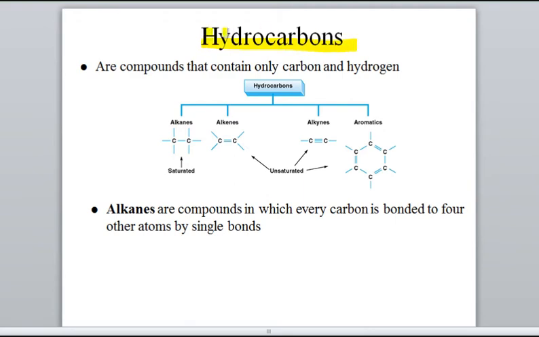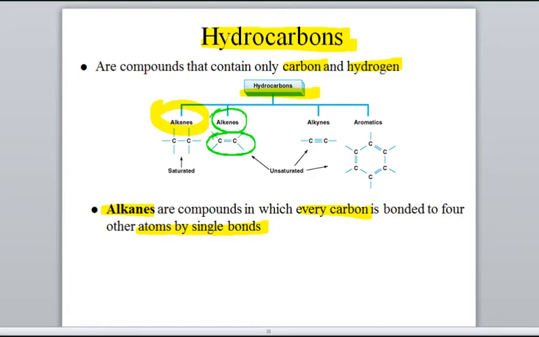Hydrocarbons are a class of carbon-based molecules that only contain carbon and hydrogen. There are different subclasses of hydrocarbons. One of them is an alkane. If you're a carbon-based molecule and you're considered an alkane, every carbon atom in that structure is bonded to 4 different atoms by single bonds. There are other subclasses of hydrocarbons, and one of them is an alkene. If one or more of the bonds in that carbon-based structure is a double bond, it's considered an alkene.